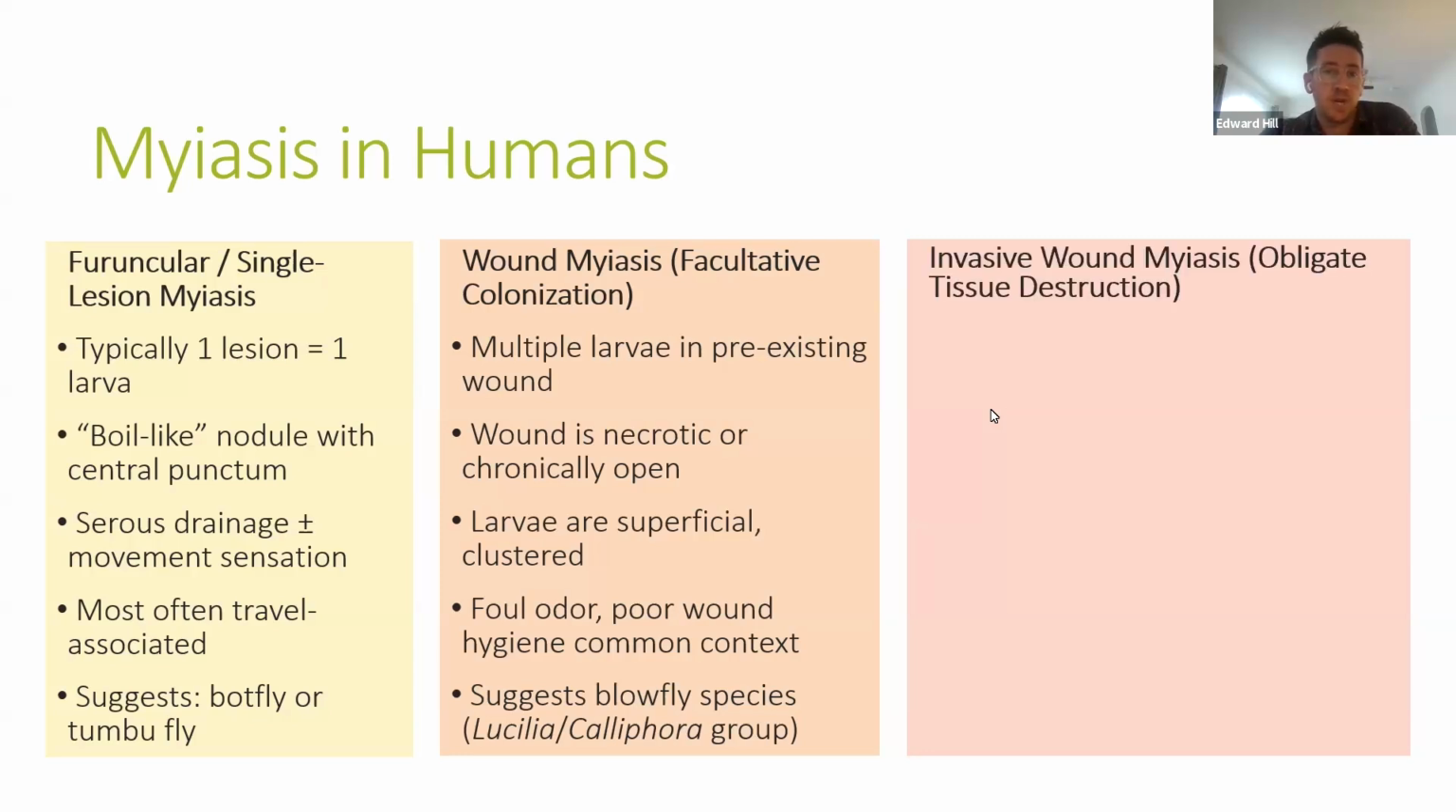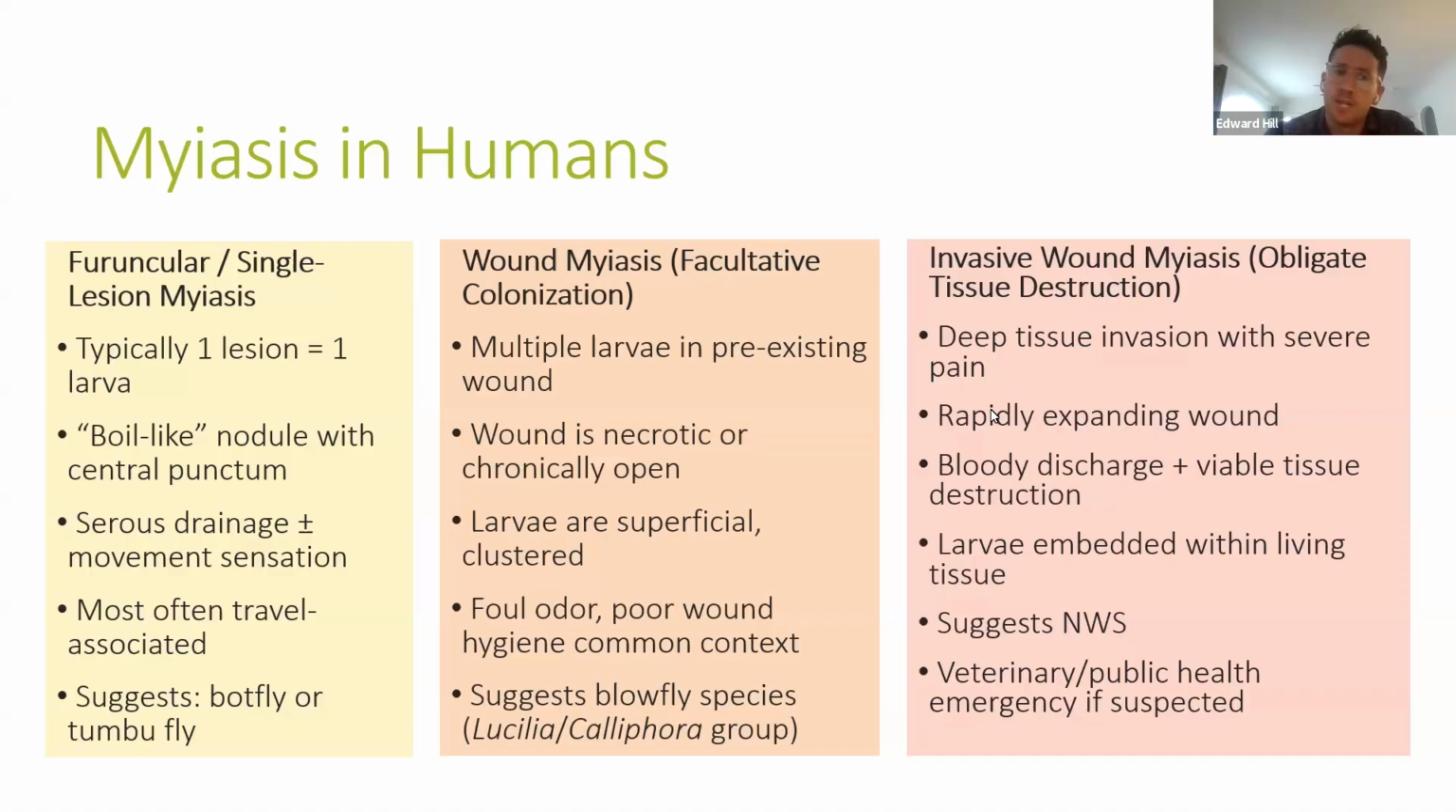And then this is very distinct from invasive wound myiasis, which is obligate tissue destruction, meaning you need healthy tissue. And this is almost exclusively New World screwworm, Old World screwworm. There's a couple others, but it's really a small group of flies that do this. So again, we think of a very severe infection. We see blood, we smell it, it's a very terrible smell, very deep wound, rapidly progressive. It just looks bad, basically. And when you see something like this, it would be a veterinary or a public health emergency.